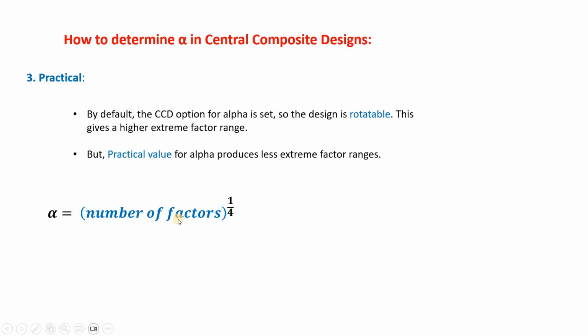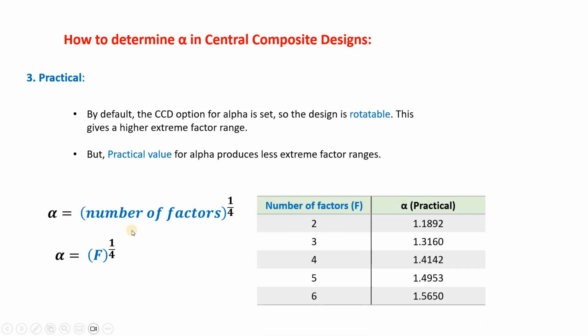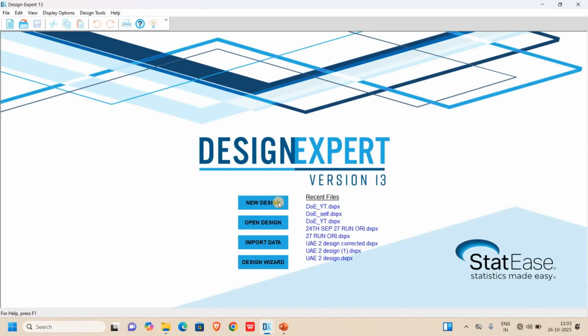And here the alpha value is just like the earlier one, but the only thing is that here the number of factors is f, not the full factorial. So we can see the number of factors is f, and the formula for alpha value will be, for each factor, to the power 1/4, and you will get the alpha value for the practical.